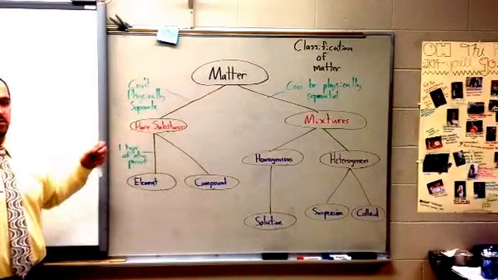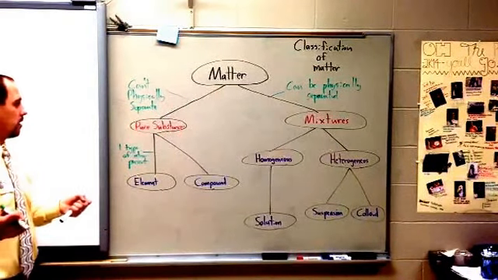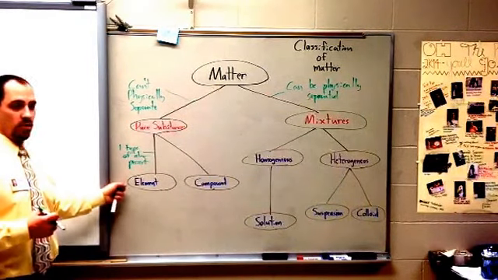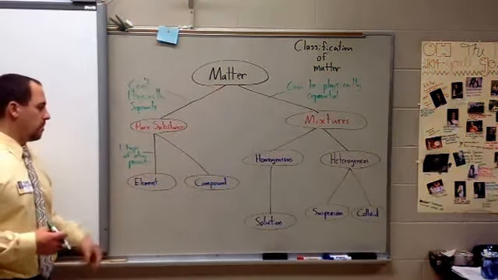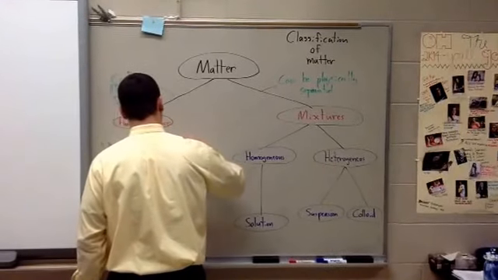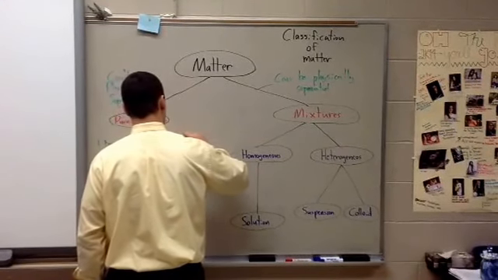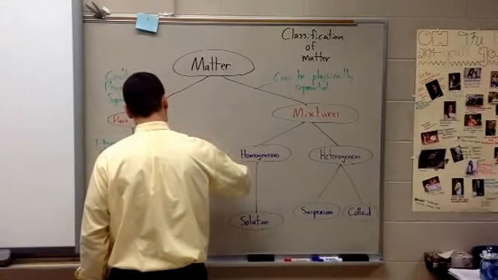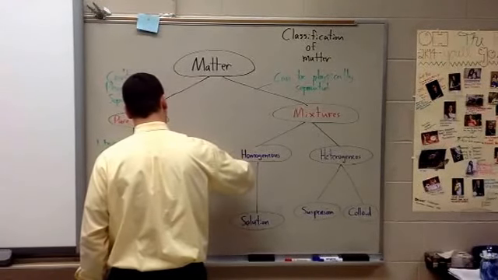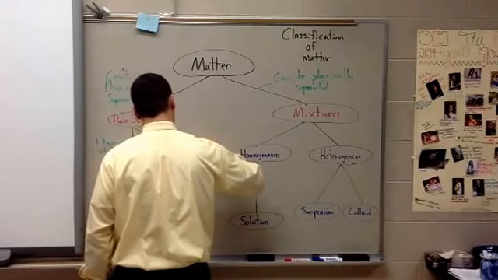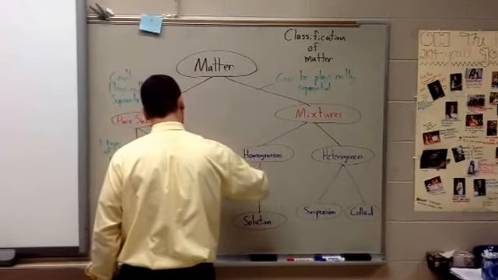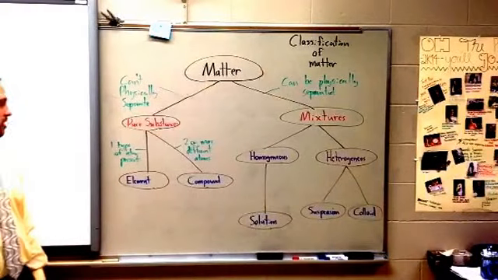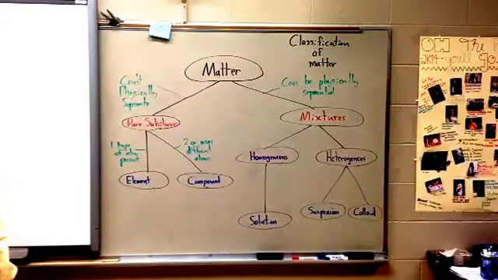Now, if it is a pure substance and can't be physically separated, but there's more than one type of atom there, that would be a compound. Two or more different atoms chemically combined. Different atoms, I'm sorry. Okay? That would be things like water. Water consists of hydrogen and oxygen, H2O.